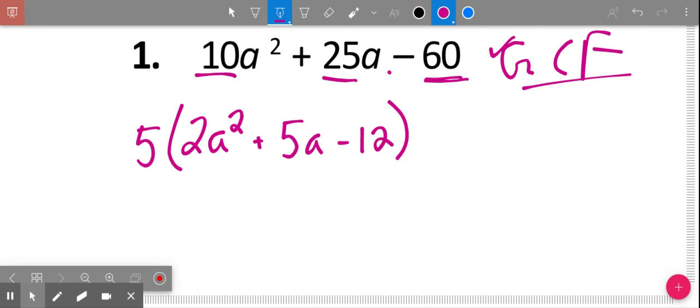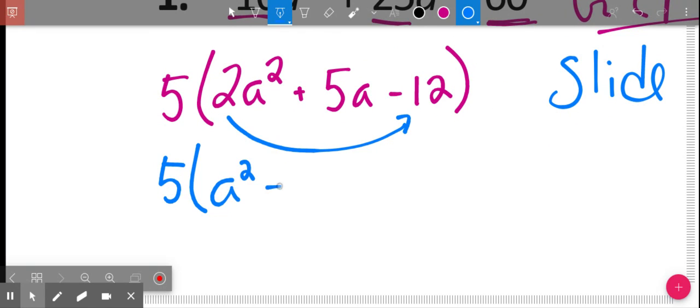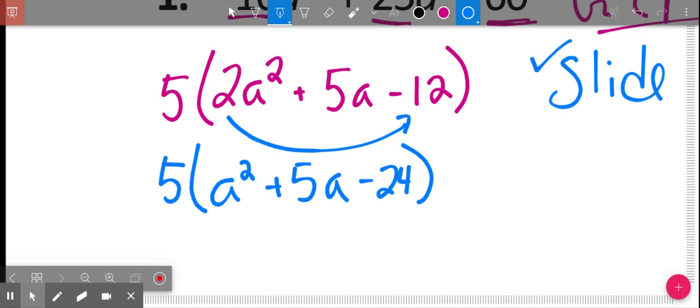Check. Our second step is now going to be slide. So now we need a slide. So the 5 just stays up front, but we're going to slide that 2 down to that negative 12 and multiply. So I'll have a squared plus 5a. 2 times the negative 12 gives me negative 24. There we go. We slid. Check.